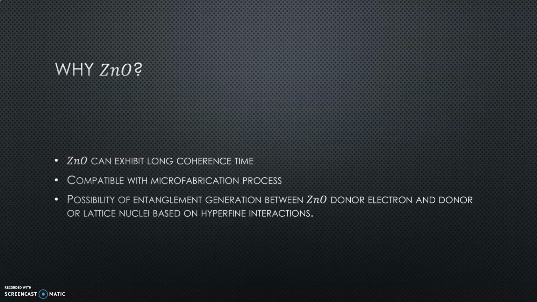Zinc oxide can exhibit long coherence time. It is compatible with microfabrication processes and has the possibility of entanglement generation between the zinc oxide donor electron and the donor or lattice nuclei, which is based on hyperfine interaction. This enables an electron nucleus register, which was shown in silicon phosphorus and NV centers in diamond, that enables deterministic network scaling in the presence of large photon loss.